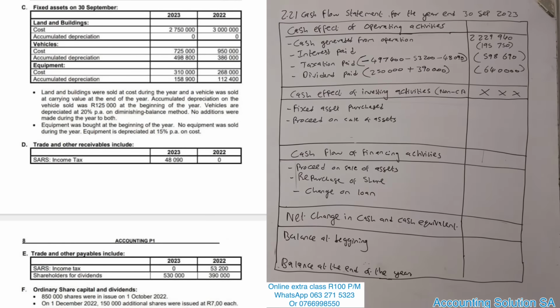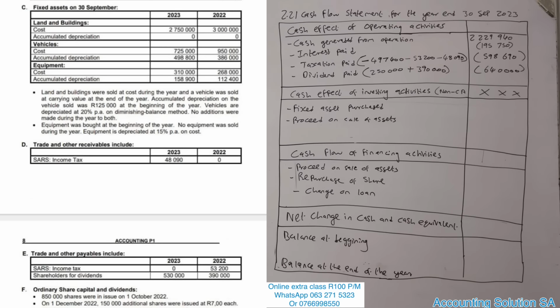Land and building were sold at cost during the year, and a vehicle was sold at carrying value at the year end. The accumulated depreciation on the vehicle sold was 125 at the beginning of the year, and vehicles are depreciated at 20% per annum on the diminishing balance method.